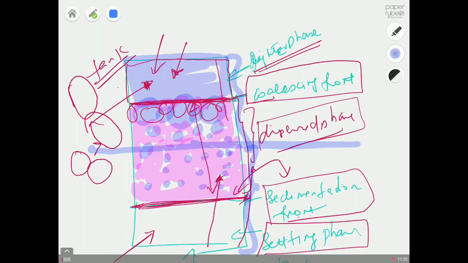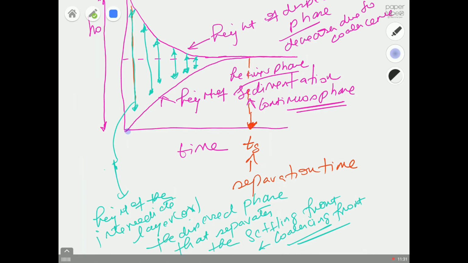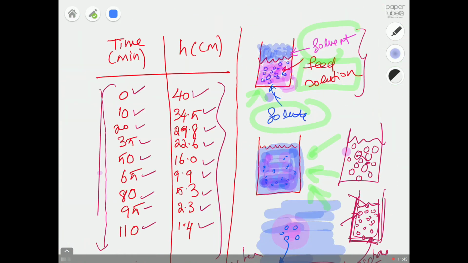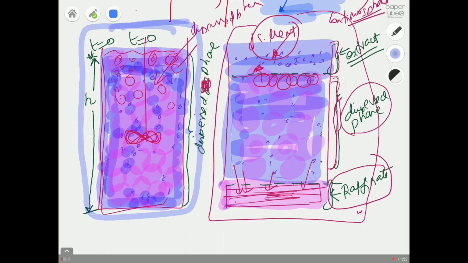So in the experiment, if you come back to this diagram, here I just wrote it. For the moment let's assume we are measuring the height of the dispersed phase. At time t equal to 0, that should be equal to the height of your liquid in the tank. And with respect to time, they are going to settle and your dispersed phase is going to decrease.